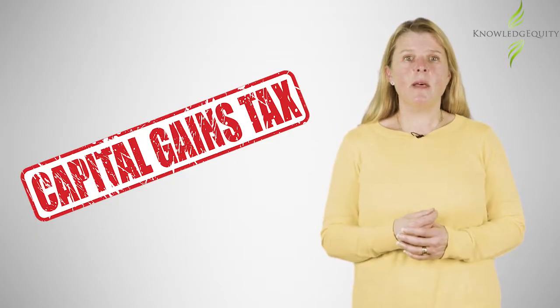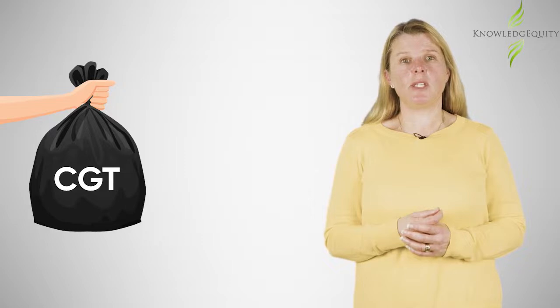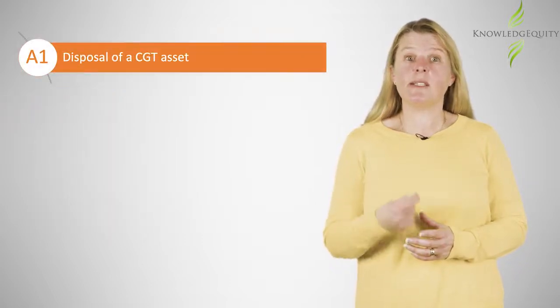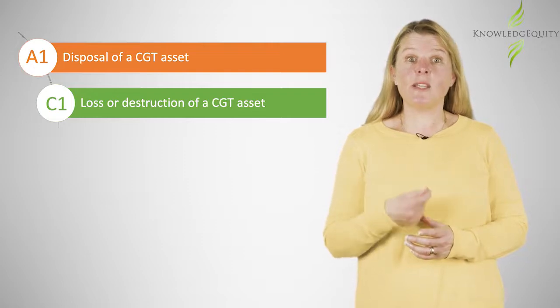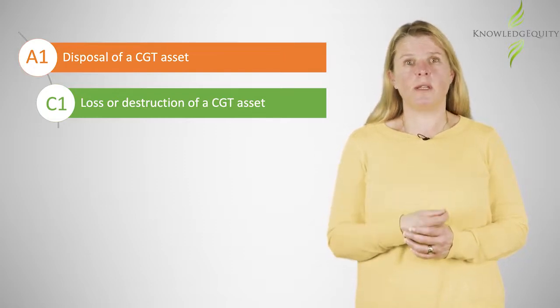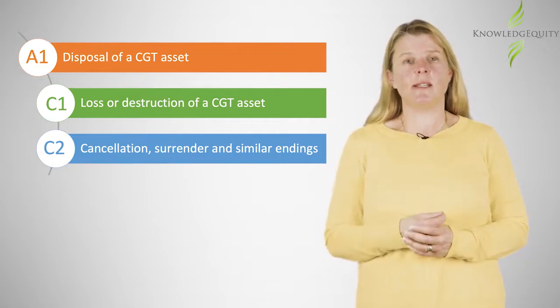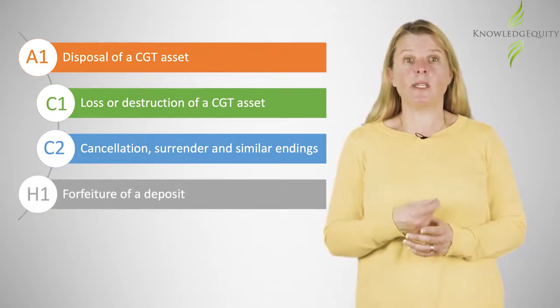To recap, there are a number of CGT events that relate to disposal or end of a CGT asset. CGT event A1 is triggered when a CGT asset is disposed of. CGT event C1 is triggered when a CGT asset is lost or destroyed. CGT event C2 is triggered when an intangible asset ends. And finally, CGT event H1 is triggered when a deposit is forfeited.